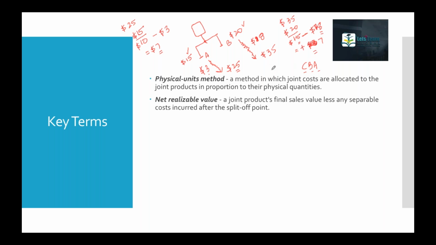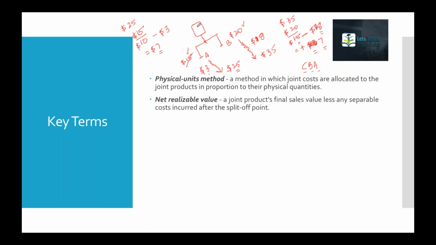Product B can also be further processed because 35 minus 20, $15, is the additional benefit. To have the additional benefit, we are spending $8. So there is a net benefit of $7. We can further process it. Now in this example, we are selling at 25, which means we are not getting this, isn't it?